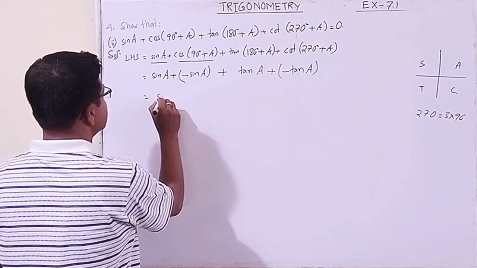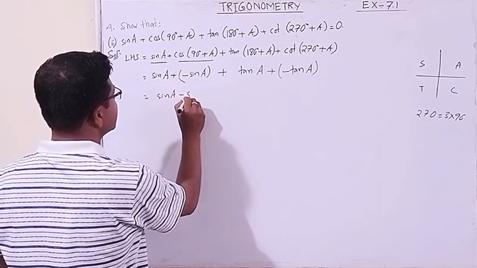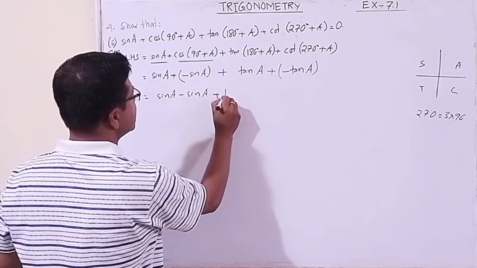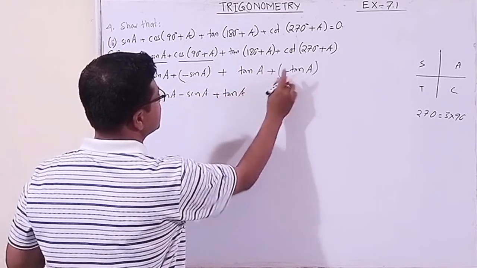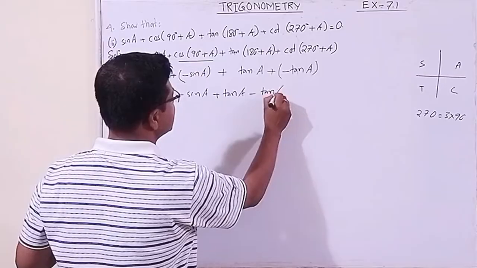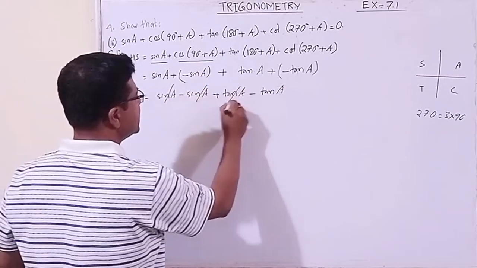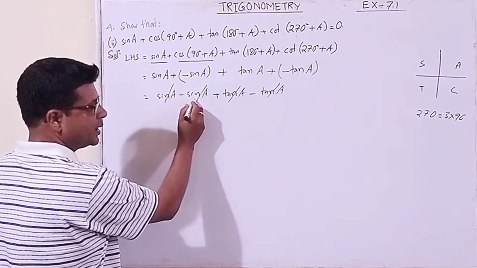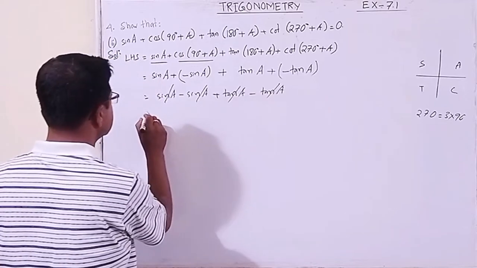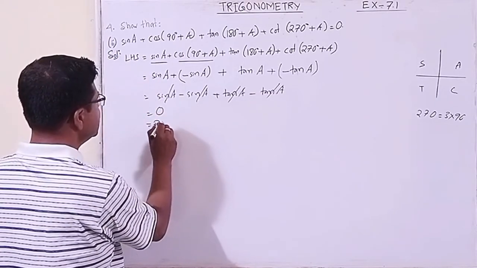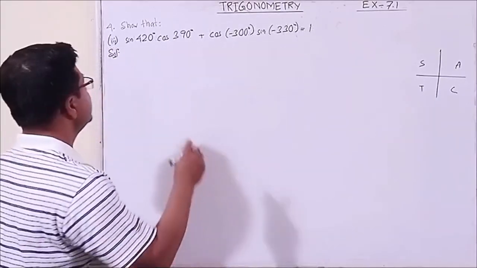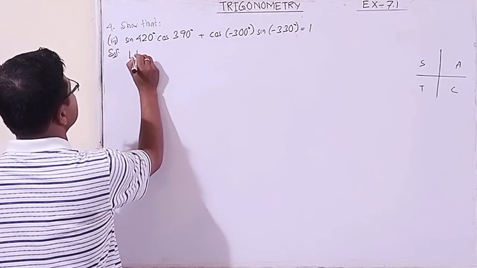Okay, so you see this is sin A plus minus minus sin A plus tan A plus minus tan A. They will cancel each other. Sin A minus sin A plus tan A minus tan A cancel each other and is equal to 0, which is the right hand side. Okay. Now in number 3, let us take the left hand side.